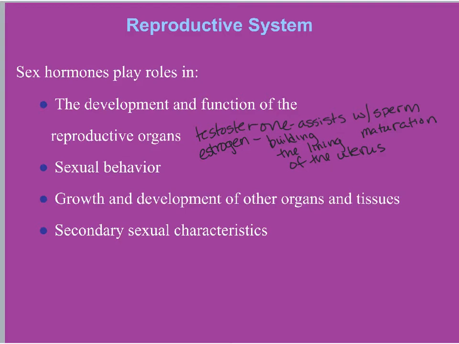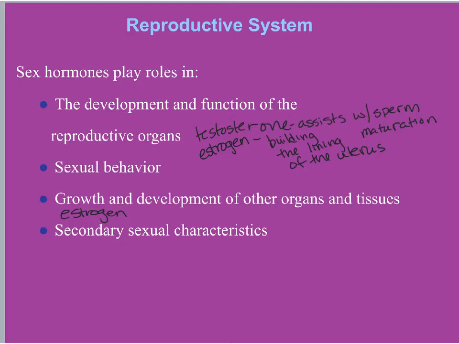Sex hormones also play a role in growth and development of other organs and tissues. So think back throughout the semester to times when we discussed the effect of testosterone on a particular organ or tissue, or the effect of estrogen on an organ or tissue. Let's take estrogen first. Way back in Unit 1, we learned about osteogenesis, or how bones are formed. And we learned about the condition called osteopenia and osteoporosis.